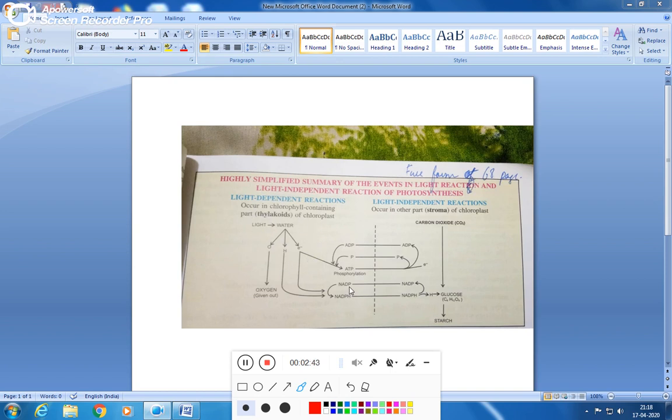So here what happens is this, the NADPH. Now very important, students, in your 10th exam you get full forms, so you must underline the full forms wherever they are coming, like ATP, ADP, NADP.